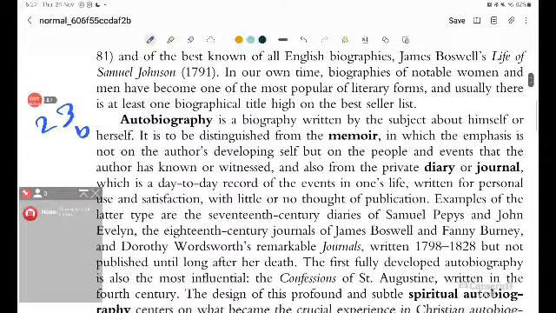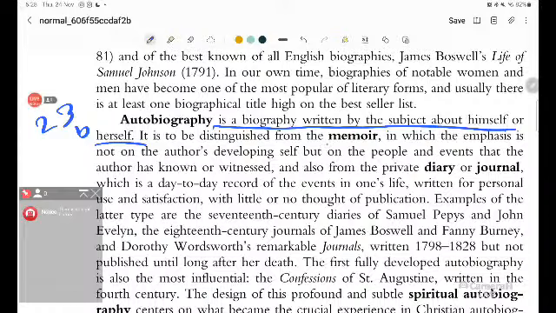So let's move on. What is autobiography? When a person writes about themselves, the biography written by the subject about himself or herself. It is to be distinguished from the memoir, in which the emphasis is not on the author's developing self, but on the people and events that the author has known or witnessed, and also from the private diary or journal.